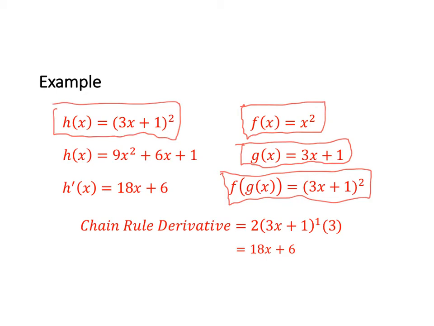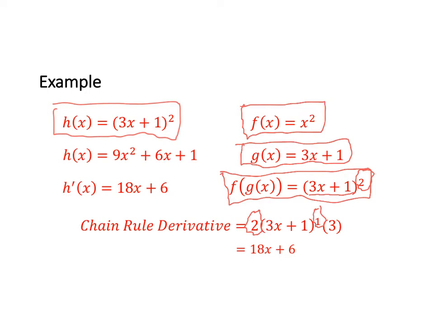All right, now instead of multiplying this out, let's use the chain rule for finding the derivative. Chain rule says we take the exponent, just like the power rule. That goes out front here. This 3x plus 1 stays the same. We reduce the exponent by 1, so 2 minus 1 is 1. Then we take the derivative of what's inside the parentheses here. Well, the derivative of what's inside is 3.